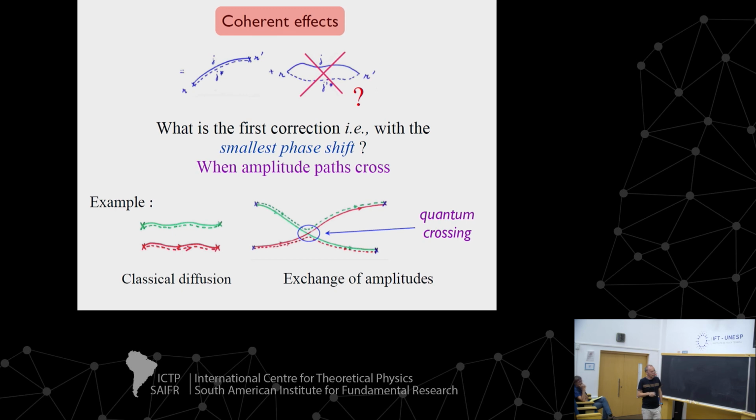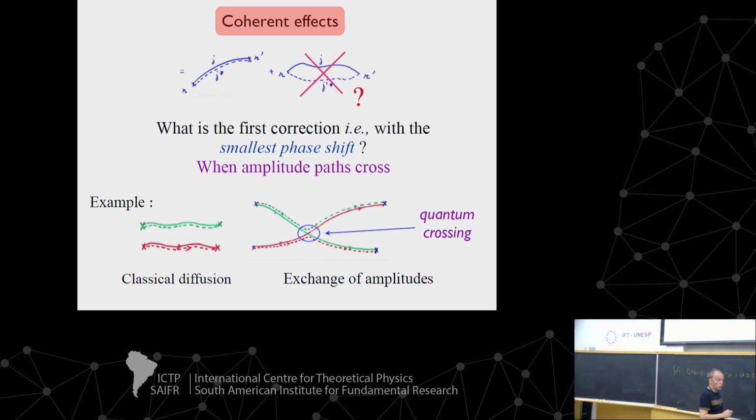So you see there are paths that are identical, but somewhere in space, they exchange their amplitudes. You see this? So here we had green, green, red, red. And at this point, this green goes with the complex conjugate of the red here, because it has to be an amplitude and the complex conjugate. And this red goes with the complex conjugate of the green. So this is a quantum crossing. It is called a quantum crossing in literature.